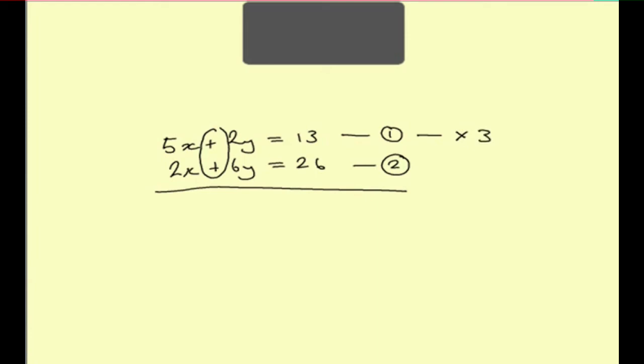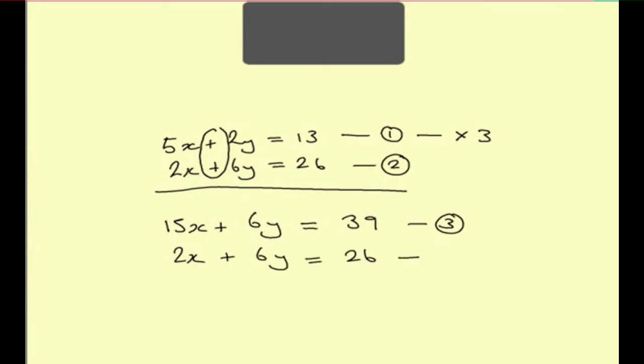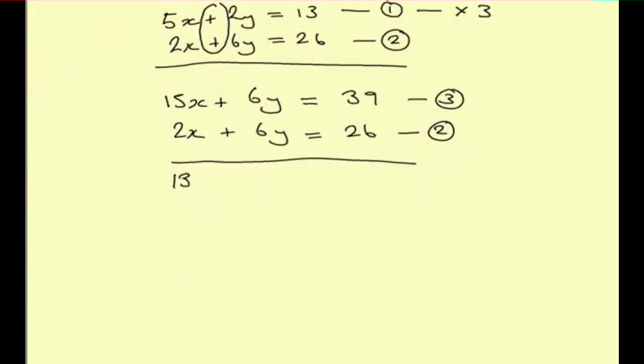So multiply everything by 3, so we're going to get 15x plus 6y equals 39, and that's equation 3. And then we've got 2x plus 6y equals 26 on the bottom, that's equation 2. So 15x take away 2x, that's 13x. 6y take away 6y is nothing. 39 take away 26, that's 13. So 13x equals 13. So that means obviously x is going to equal 1.